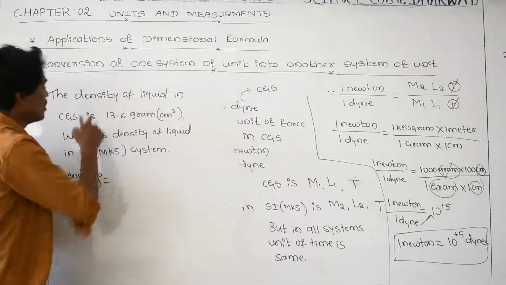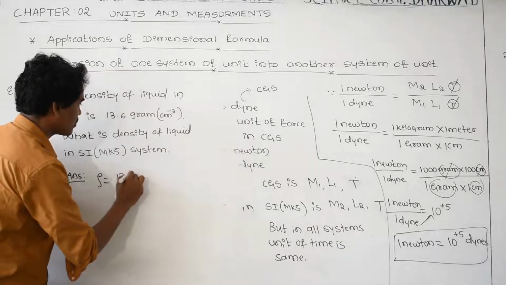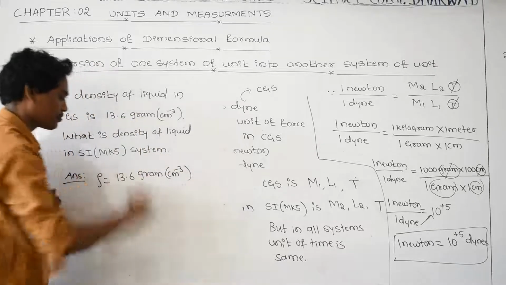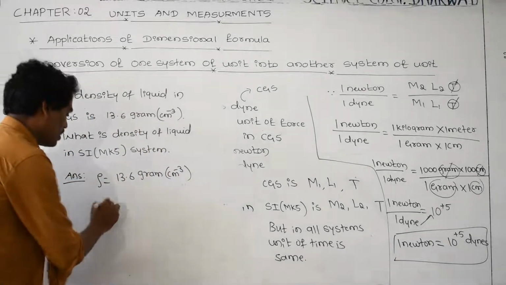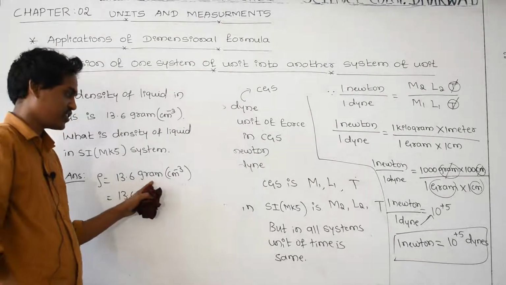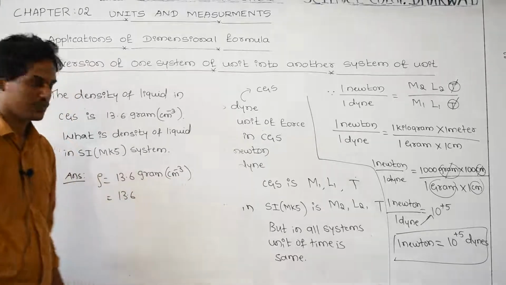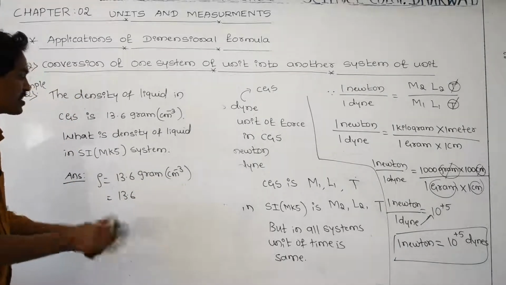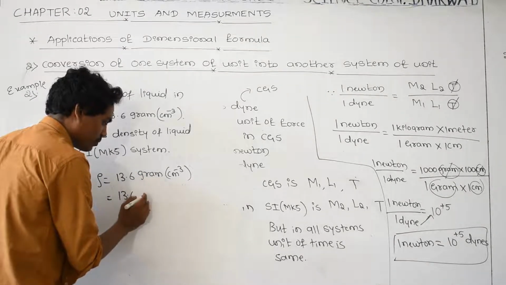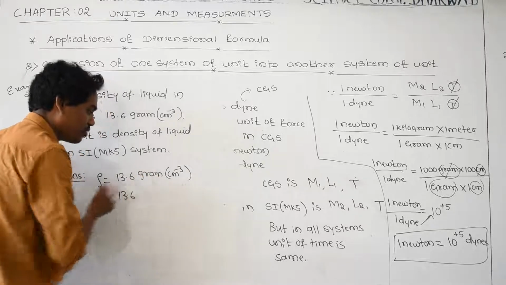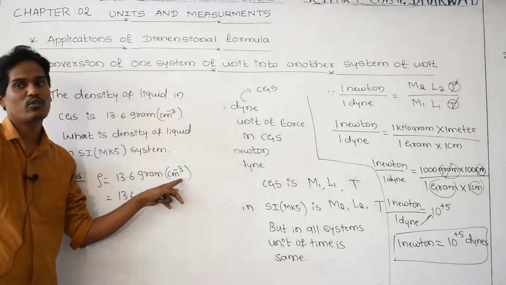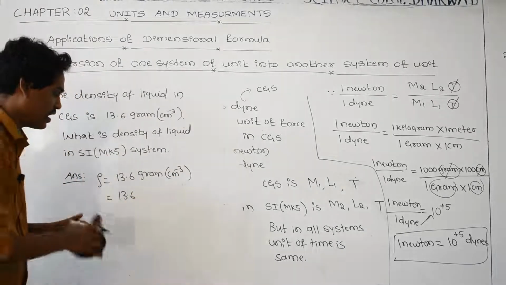Density of liquid is 13.6 grams per centimeter cube. This is your answer. Then 13.6 as it is. Gram means this is CGS. Centimeter means this is also CGS. And CGS to SI you have to convert. How can I write 1 gram? This 1 gram you need to convert in terms of SI, means MKS. Centimeter cube also you have to convert. I am writing this.